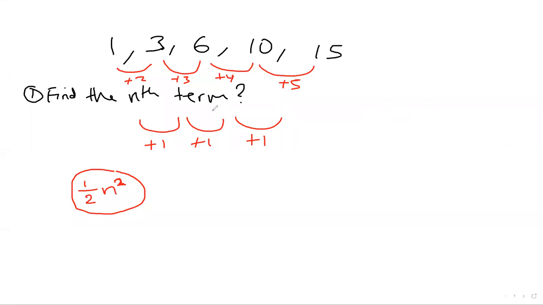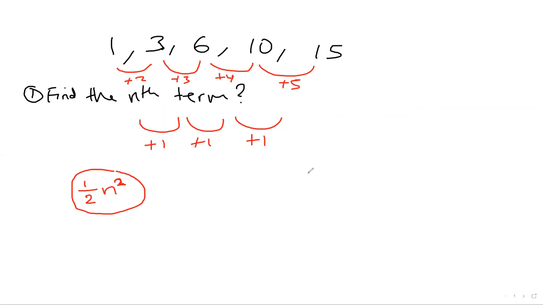So we have a sequence here, 1, 3, 6, 10, and 15, and we are told to find the nth term. Now the first step, as you can see, is I found the difference in the sequence that's been given. As you can see, the difference is increasing by 1 each time. So from 1 to 3 it's 2, from 3 to 6 it's 3, from 6 to 10 is 4, and from 10 to 15 is 5.